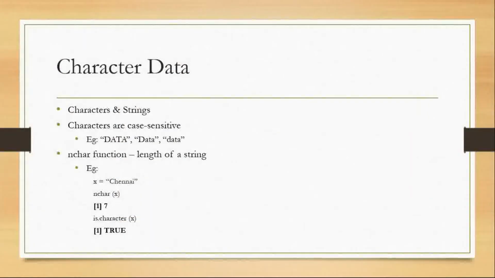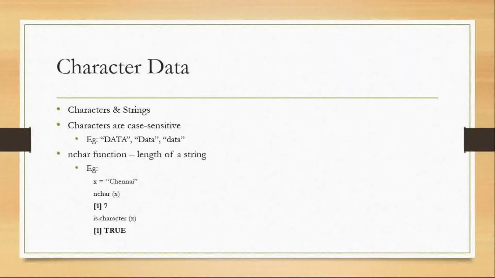Let's move on to the next data type, which is the character data type. The character data type includes both characters and strings. When I say characters, it's individual letters A, B, C, D, or symbols such as exclamation mark, ampersand symbol, etc. When we say strings, it's a collection of characters, or a combination of characters and numbers, characters and symbols, characters, symbols, and numbers, etc.